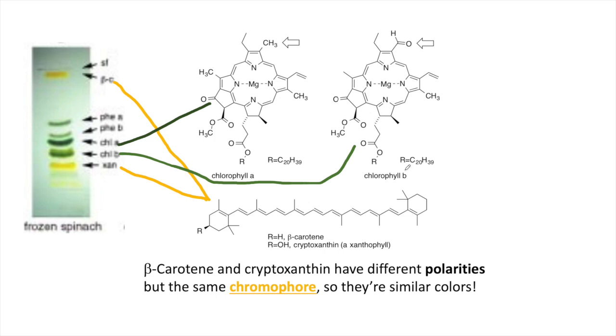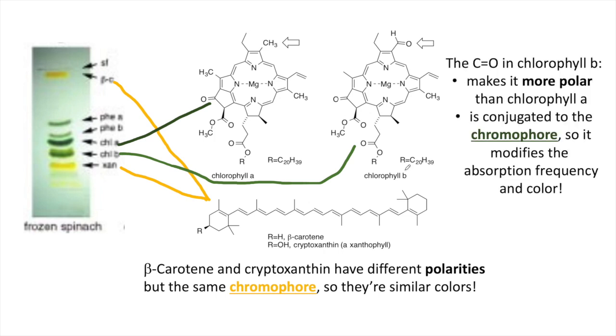Notice that the OH in cryptoxanthin is not conjugated to that chain, and so it really shouldn't affect the color at all, and it doesn't. Okay, now we can also briefly compare two chlorophyll dots. So you can see chlorophyll A and chlorophyll B in the middle of the plate.